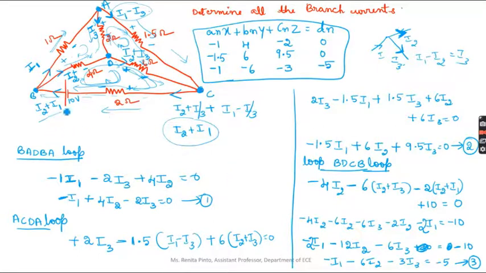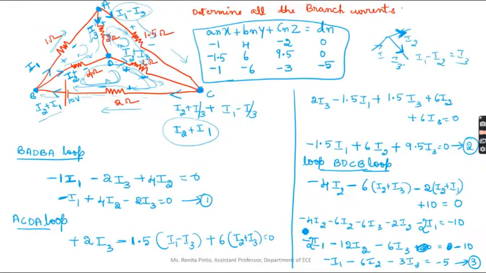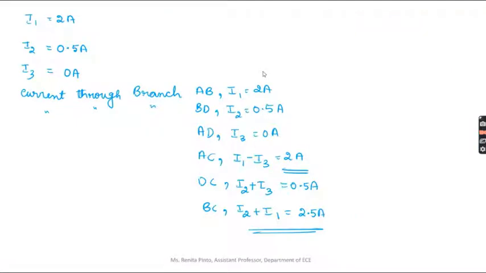Next, the remaining branch, that is current through BC. So current through BC is I2 plus I1. So 0.5 plus 2, that will be 2.5 amps. So this is how you are going to find out the answer. Instead of getting 2 amps, 0.5 and 0 amps, even if you get the answer as minus 2, minus 0.5 amps and 0 amps, that doesn't matter.